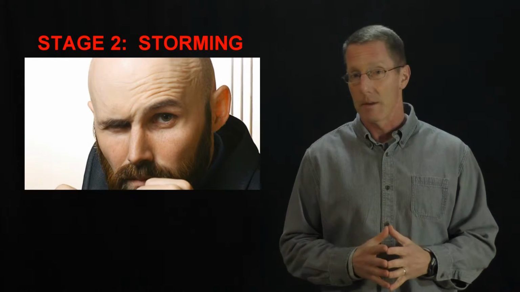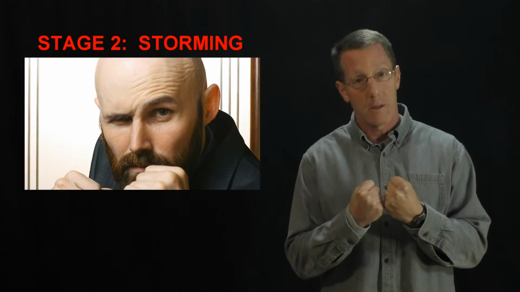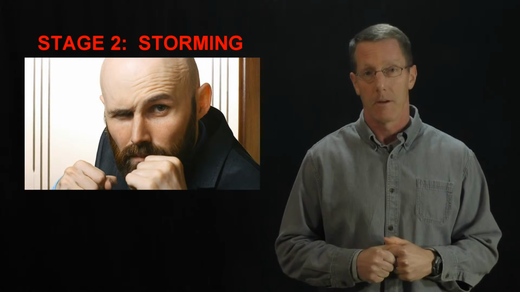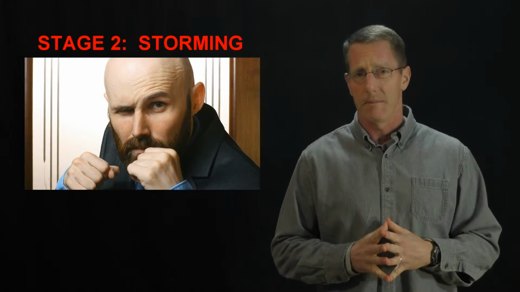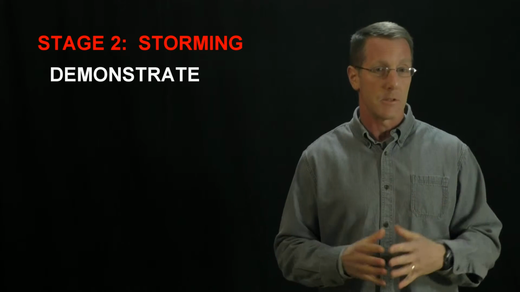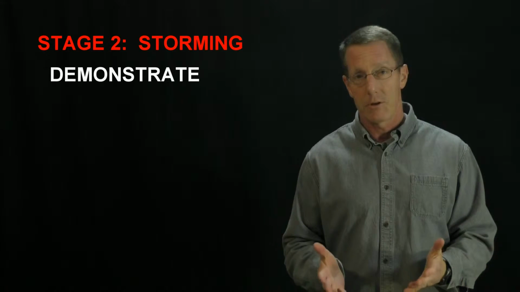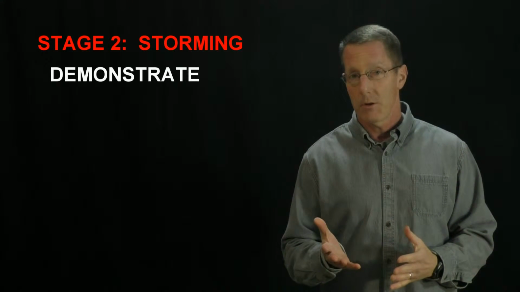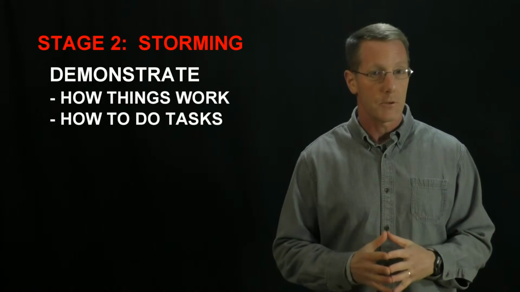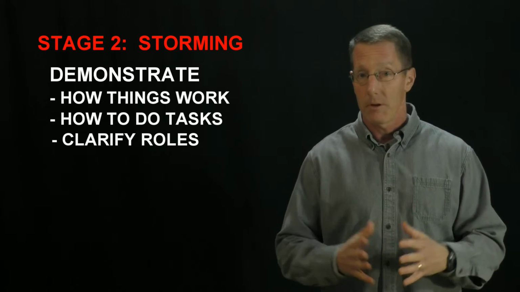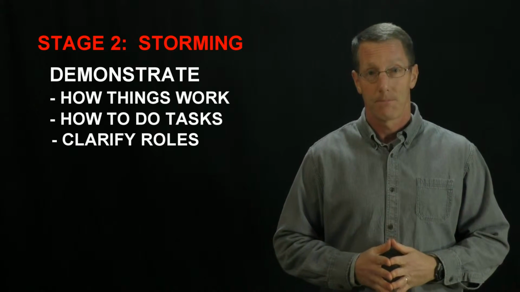The next stage is storming. This is when conflicts arise about what should be done and how the team should go about doing it. People are sorting out their roles on the team. For teams that are storming, you need to demonstrate. Because of this conflict, enthusiasm is falling and group skills are only just starting to grow. So the more you can show the team how things work and how to accomplish the tasks they're faced with, the sooner they'll understand and be able to get through this stage.